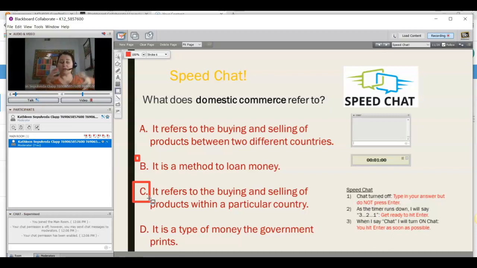Domestic meaning here. So we could say domestic commerce would be trading, importing, or exporting of any goods within the United States. So we may buy corn from Kansas. That is domestic commerce, okay? It is here within the United States. We're not trading or selling any of our goods between different countries. That's something different, okay? Domestic is obviously within our country that we are selling and trading any goods, okay? So that is C. It refers to the buying and selling of products within a particular country.